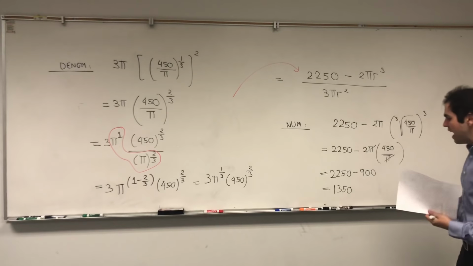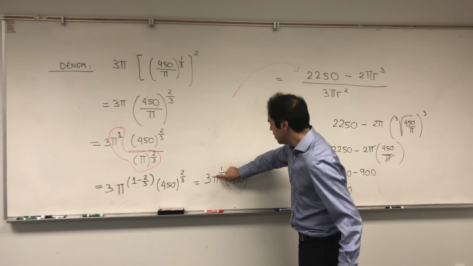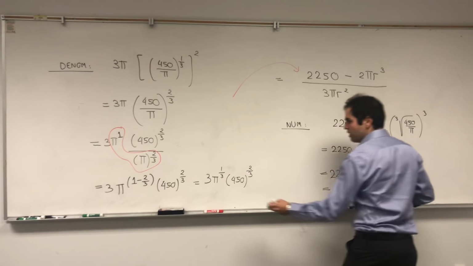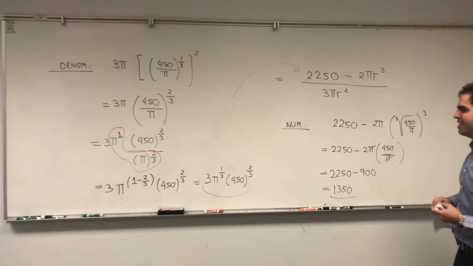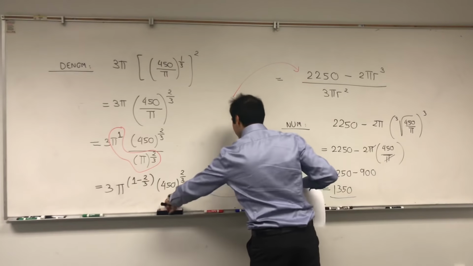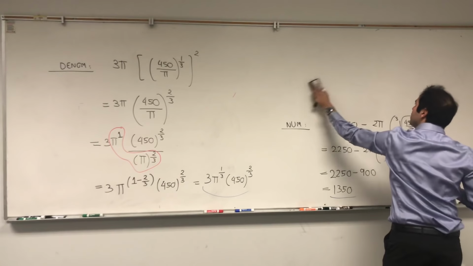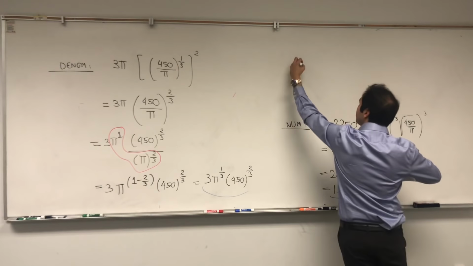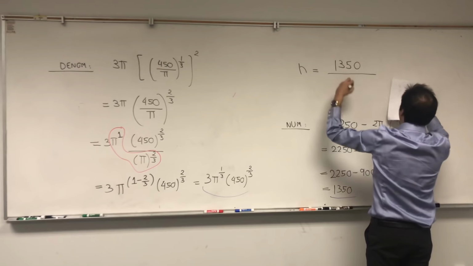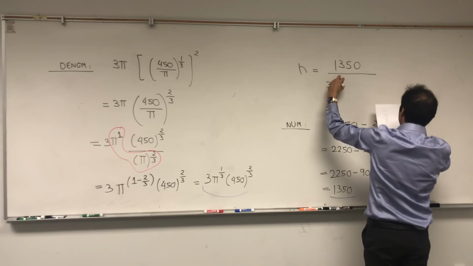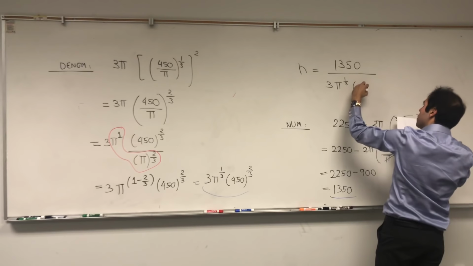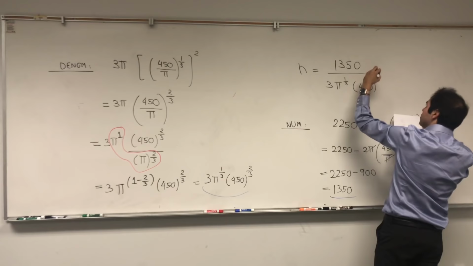Which is good. So now we have our two expressions. We have the numerator, which is 1350, and we have the denominator, which is this gibberish. And now all you have to do is take the ratio of that. So then h is 1350 divided by, again, 3 pi to the 1/3, 450 to the 2/3.